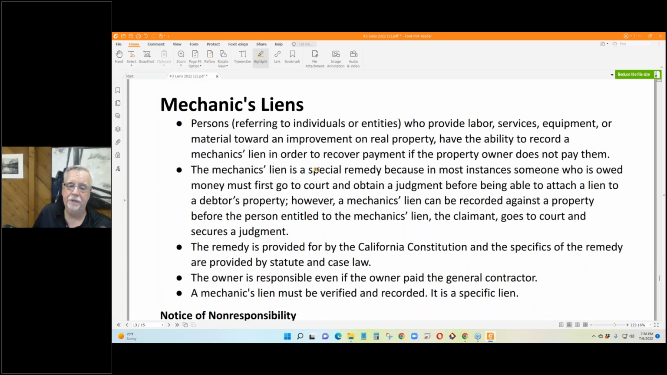Mechanics liens. Now, you think of a mechanic as somebody that fixes your car, maybe, that sort of thing, but we're talking a lot more. It's just an old-fashioned word. It means anyone who provides labor, services, equipment, or material toward an improvement on real property. PG&E that turns on the power, the lumber yard that delivers the lumber, the company that pours the concrete, the contractor, subcontractors, all of those people are included in this.